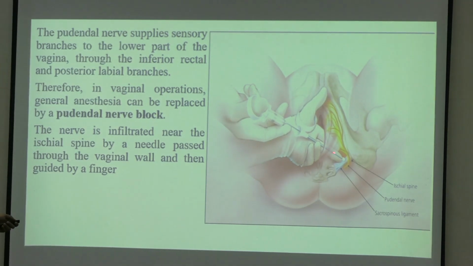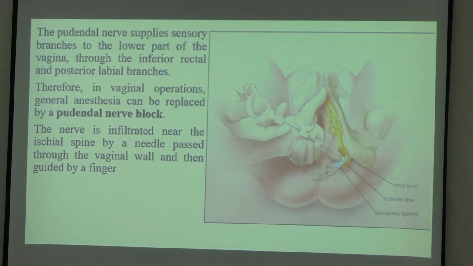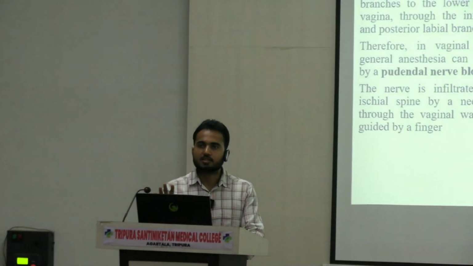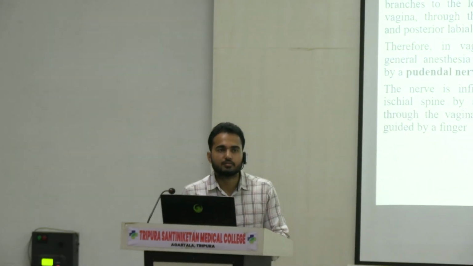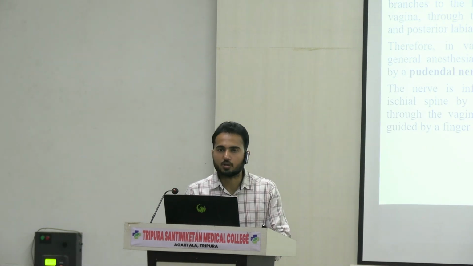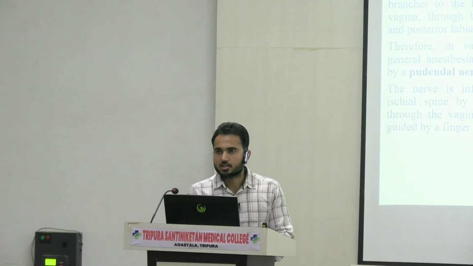As you can see, it is guided by a finger near the ischial spine through the vaginal opening, and then the anesthetic injection is given so that the part can be anesthetized, and then the surgery of the vagina can be done. Okay, and this procedure is called pudendal nerve block. This is an alternative for general anesthesia.